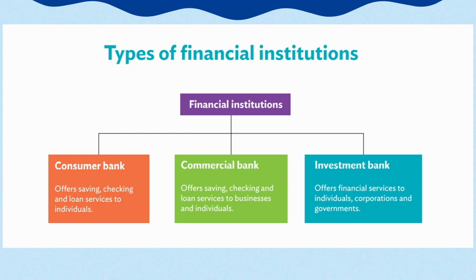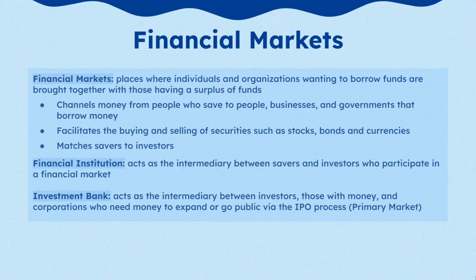For example, Chase Bank offers consumer, commercial, and investment banking related services. So keep that in mind. Financial markets are places where individuals and organizations who borrow funds are brought together with those having a surplus of funds. It facilitates the buying and selling of securities. It matches savers to investors. Financial institutions act as an intermediary between savers and investors who participate in the financial markets.